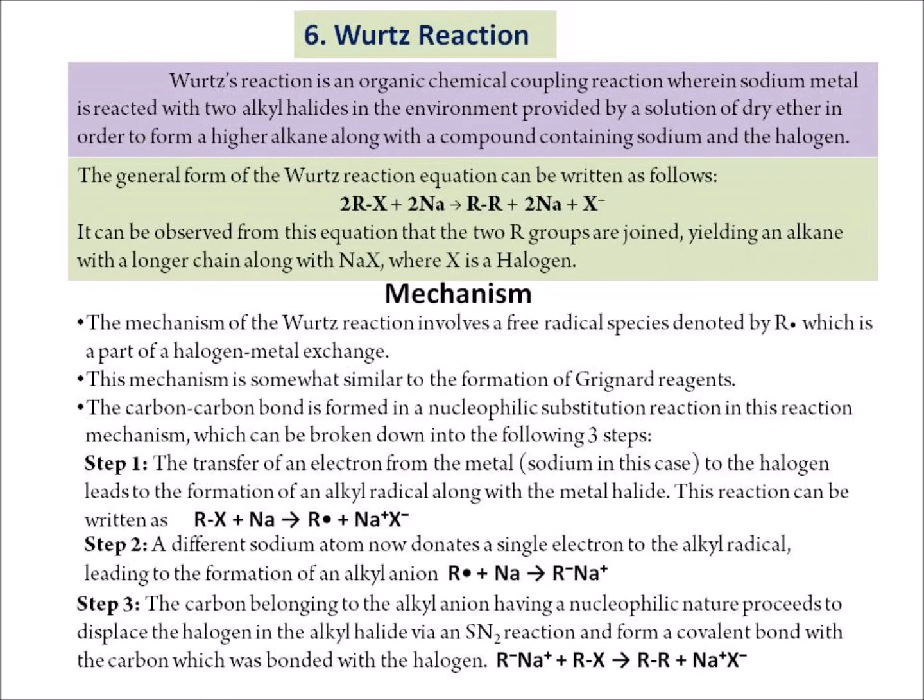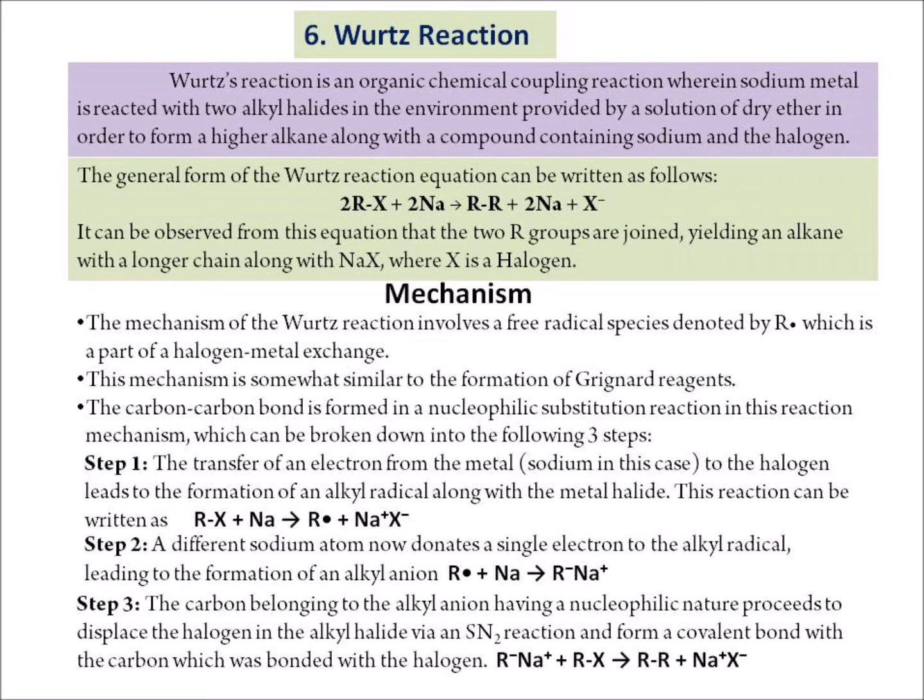Wurtz reaction is an organic chemical coupling reaction wherein sodium metal is reacted with two alkyl halides in dry ether medium to form a higher alkane along with a compound containing sodium and the halogen. The general form is 2RX plus 2Na gives R-R plus 2Na+X-. It can be observed from this equation that the two R groups are joined, yielding an alkane with a longer chain along with the sodium halide, where X is a halogen atom like chlorine, bromine or iodine.